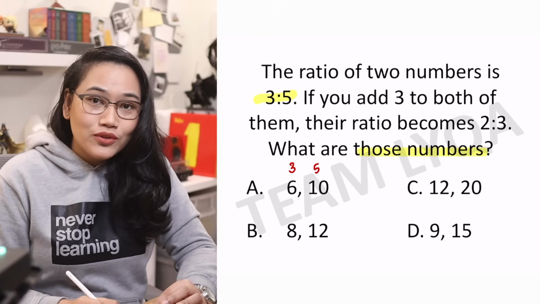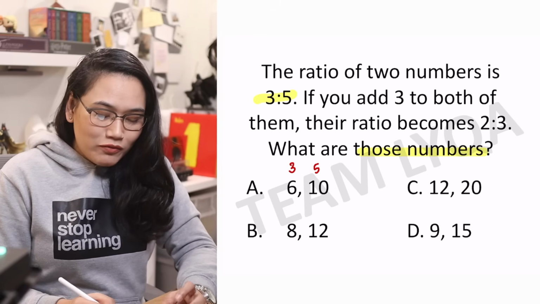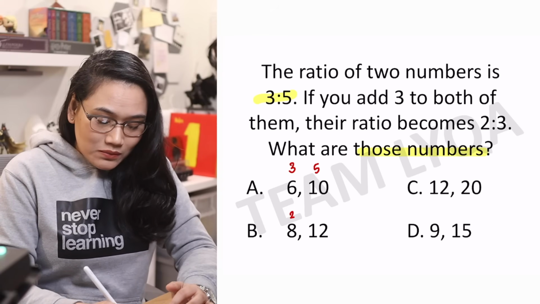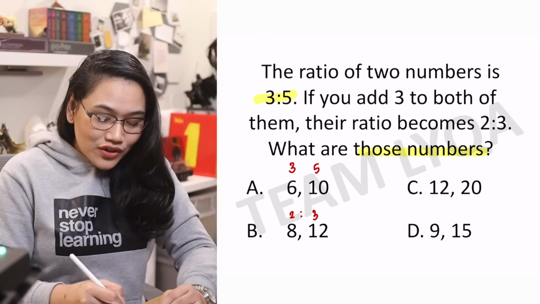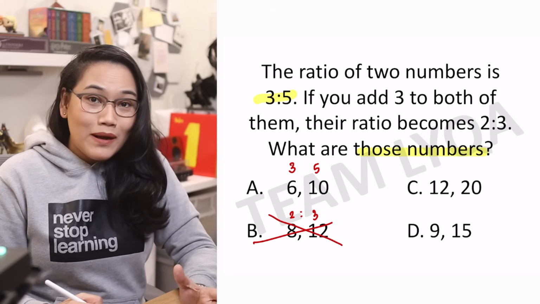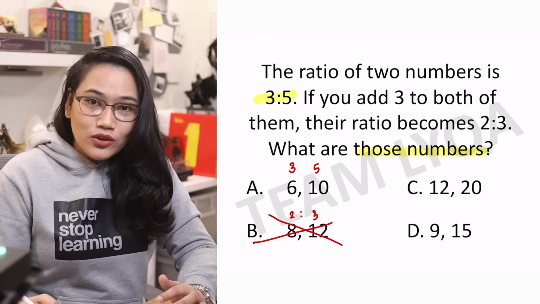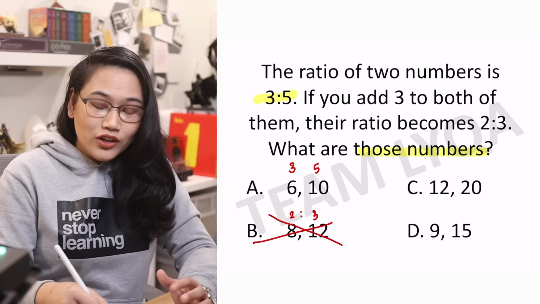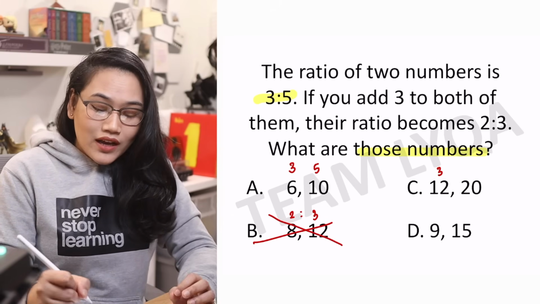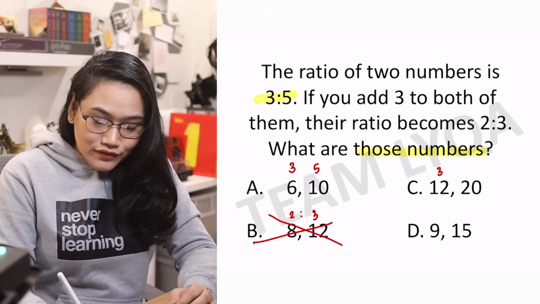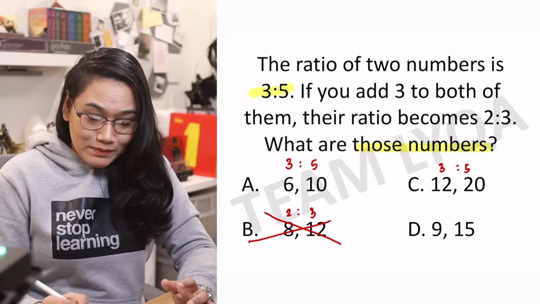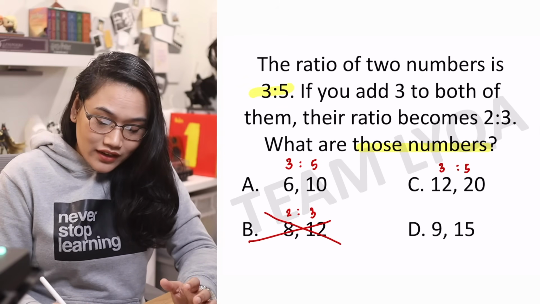Tingnan natin yung 8 is to 12 or 8 and 12. Ang 8 and 12 ba, 3 is to 5? Now, pag dinivide ko ito sa 4, this will be 2, this will be 3. So, hindi siya 3 is to 5, which means, hindi na to pwedeng maging sagot. Nakabawas na ako ng isa. Next is 12 and 20. Pag dinivide ko ito sa 4, or nilowest terms ko yung 12 over 20, dinivide ko both sides ng 4. Ang 12 divided by 4 ay 3. Ang 20 divided by 4 ay 5. So, 3 is to 5 siya. Pareho sila nung letter A, pareho silang pwedeng sagot. Letter D, kapag nilowest terms ko 9 and 15, this will be 3, this will be 5.